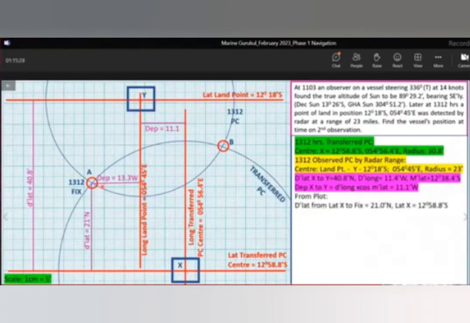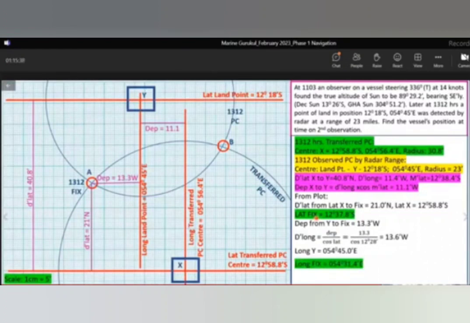We can use plane and parallel sailing formula and use the coordinates of the reference points from where the measurement of D lat and departure has been done, and we can then apply them here. When we convert the departure into D long and apply it, you can see the working on the screen, and it eventually gives us the fix at 1312 as 12 degrees 37.8 minutes south and 54 degrees 31.4 minutes east.